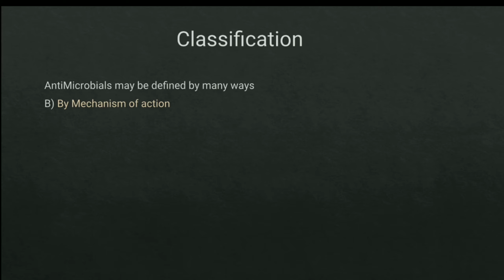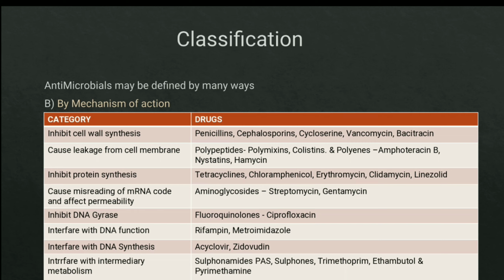Second, we have classification according to mechanism of action, how the drugs act. The first category is inhibition of cell wall synthesis. We have to kill the virus or bacteria which create infection. So penicillin, cephalosporin, cycloserine, vancomycin, and bacitracin simply inhibit the cell wall synthesis of these organisms. So these drugs just inhibit cell wall synthesis.